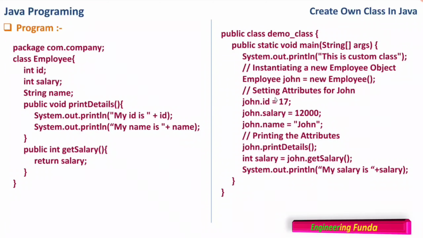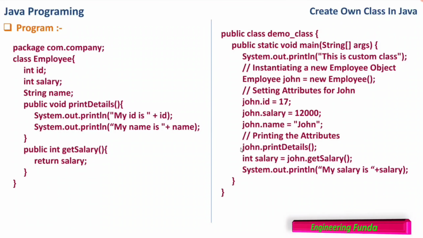Now setting the attributes. john.id is equal to 17, john.salary is equal to 12,000, and john.name is equal to John. So we have created an employee with the name John and we are setting up the values: ID is 17, salary is 12,000, and name is John. Printing the attributes: john.printDetails.